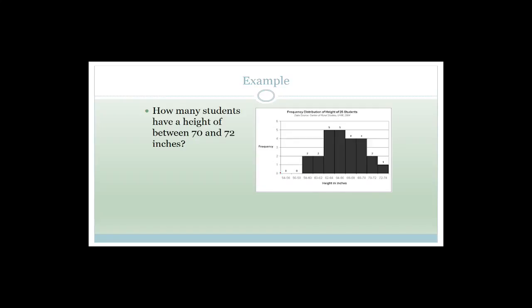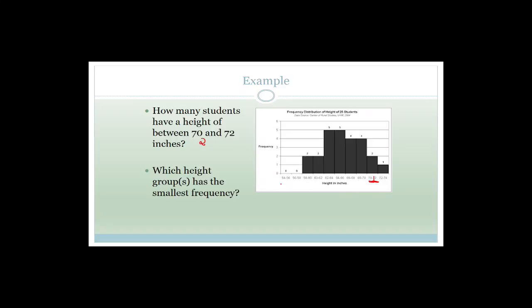But from here, it's 0 through to 6, and every one of these goes up in 2. So the 70 to 72 inch range is this one. If you read off there, there are two students that have a height between 70 and 72. Then it says which height or group of heights has the smallest frequency.